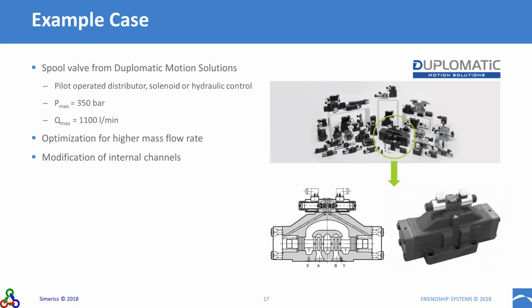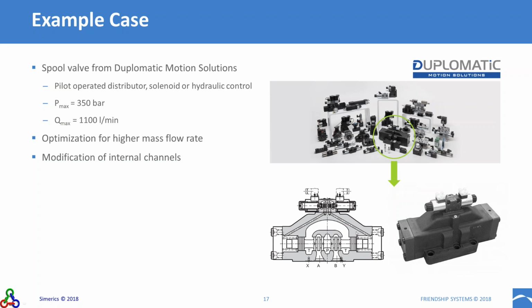The maximum pressure for this valve is 350 bar, and the maximum flow rate is 1,100 liters per minute. So what we want to optimize here is the mass flow rate. We want to get a higher mass flow rate in a certain configuration of the valve that I will show later on. And we want to do that by modifying the internal channels of the valve.